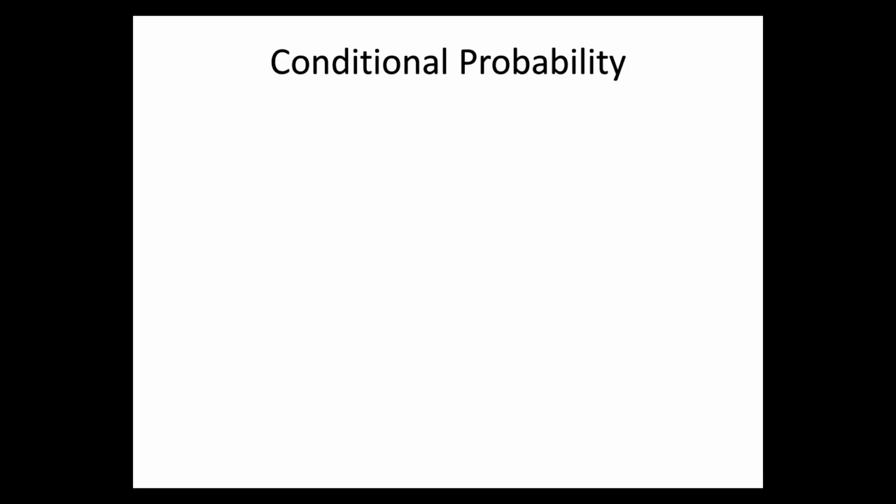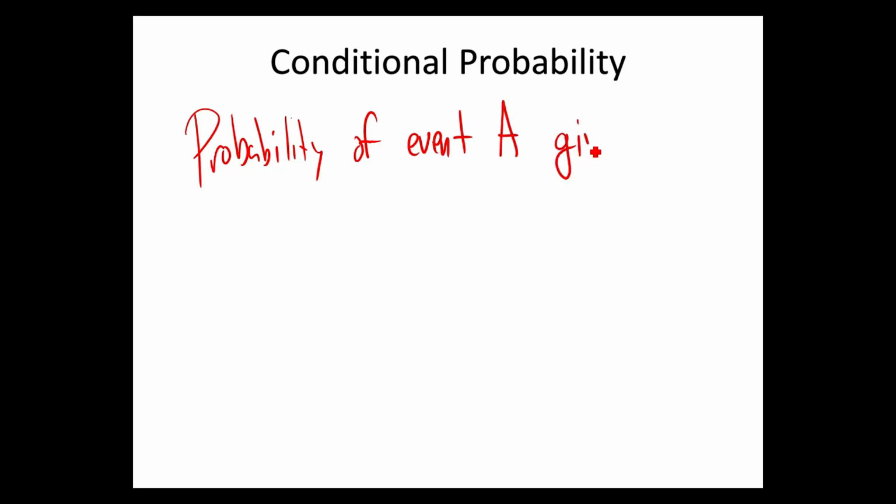This idea then is that conditional probability. The whole point here is we're looking at the probability of an event, say A, given. I'll put parentheses here.